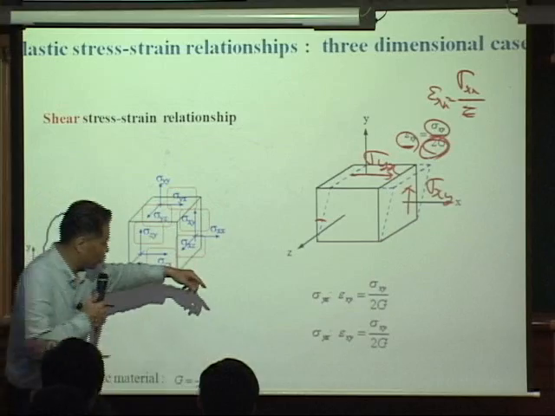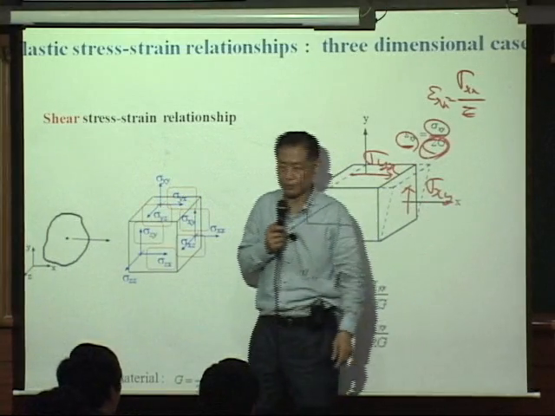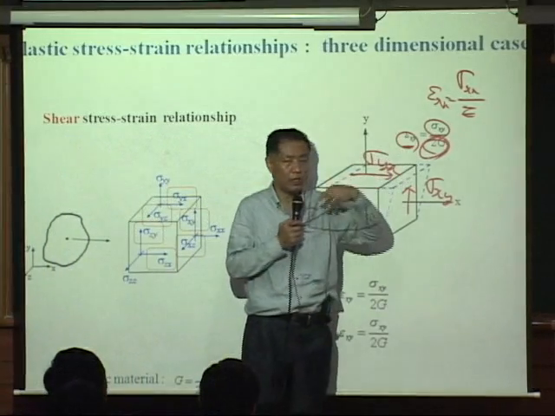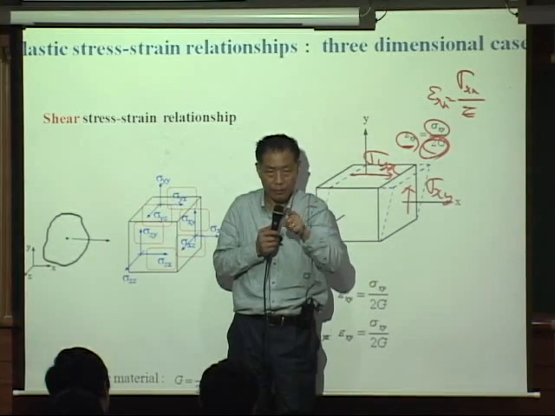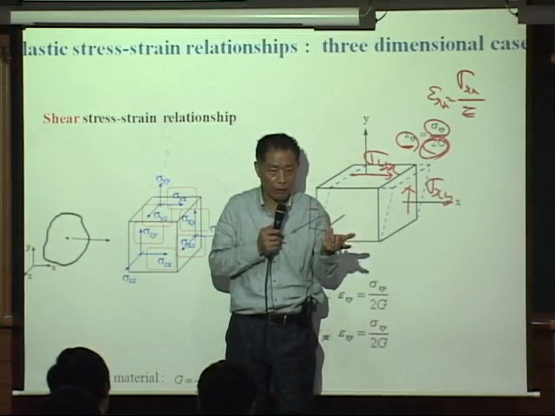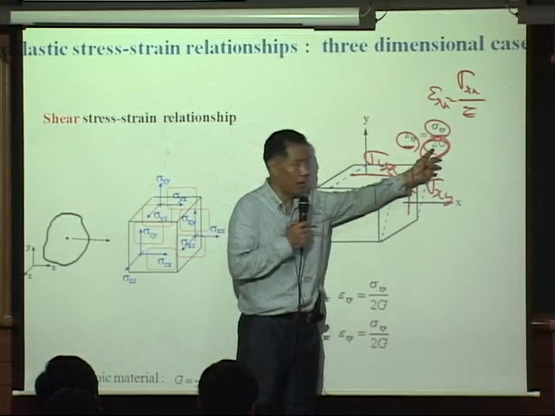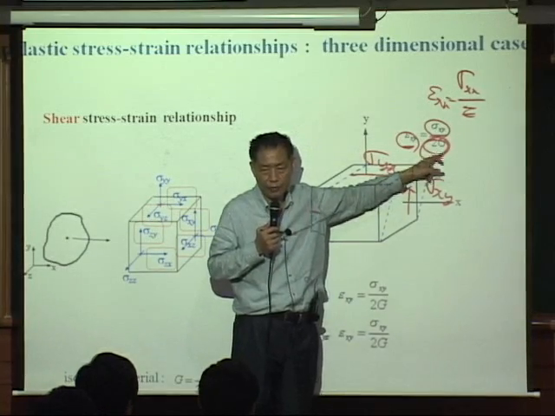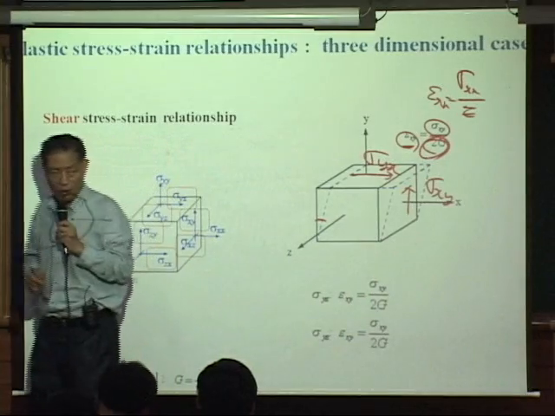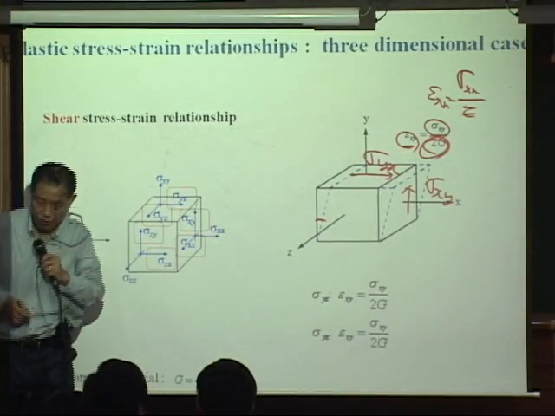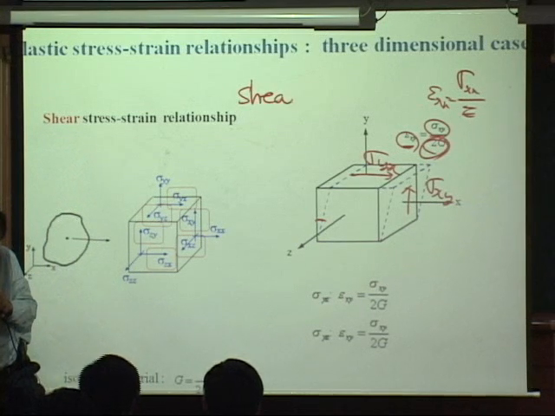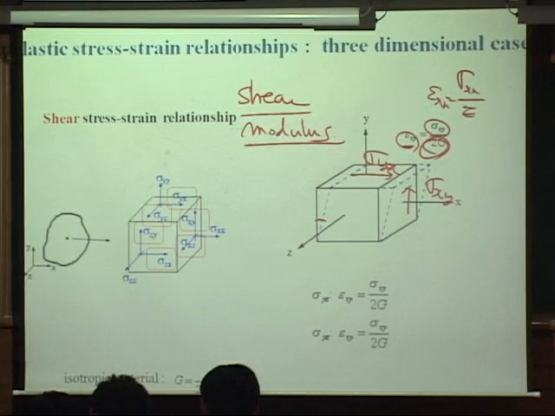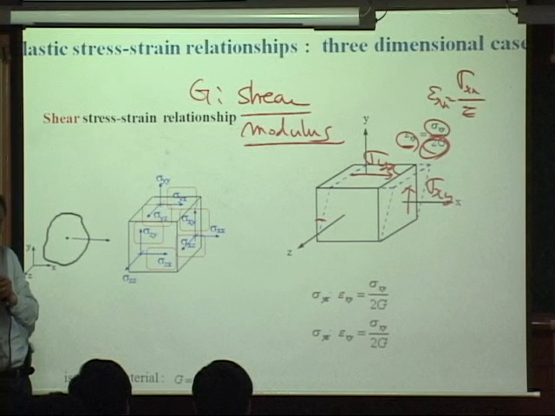Okay, now why is there a 2 there? Well, that's just the definition. When we define shear strain, we use the 1/2. Well, that was the kind of reason why we have the 2 here. But just say this is the definition of G. Okay, definition of G. And G is called what? G is called shear modulus.